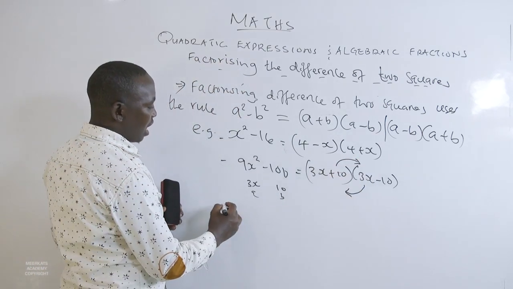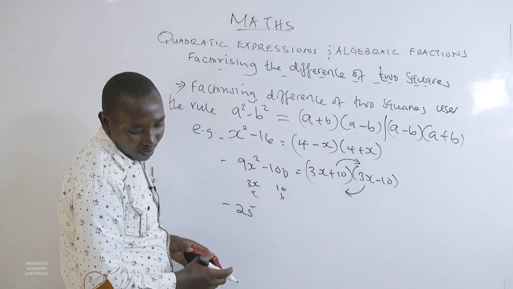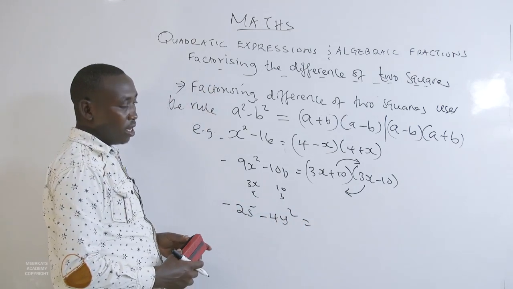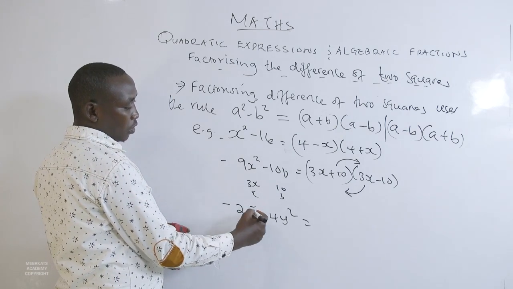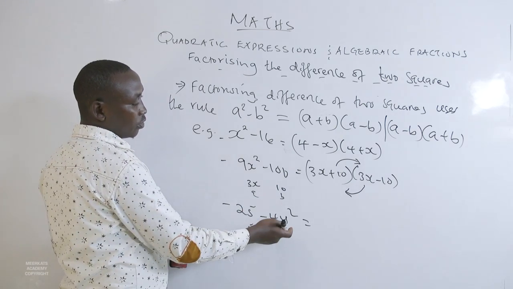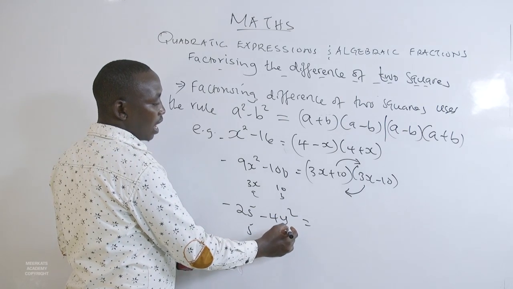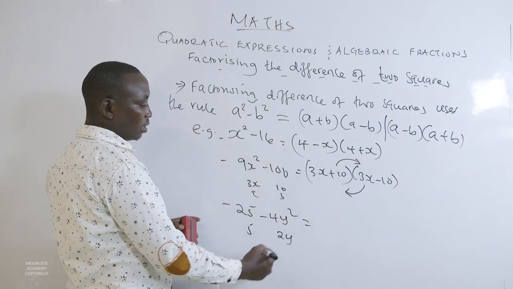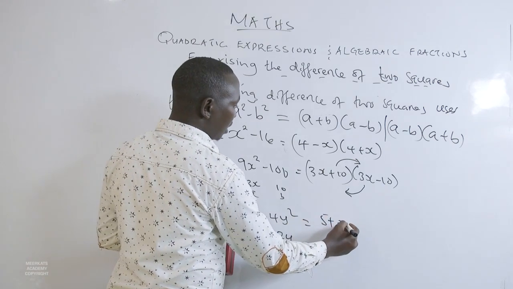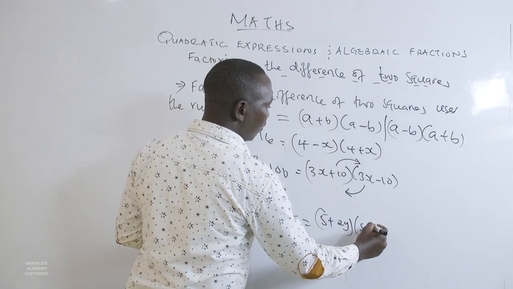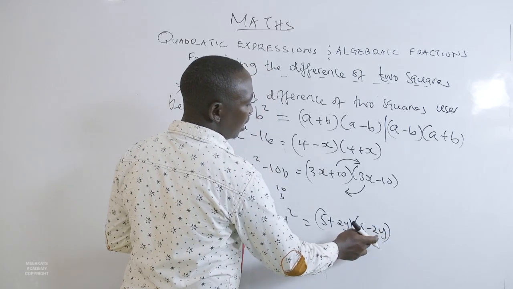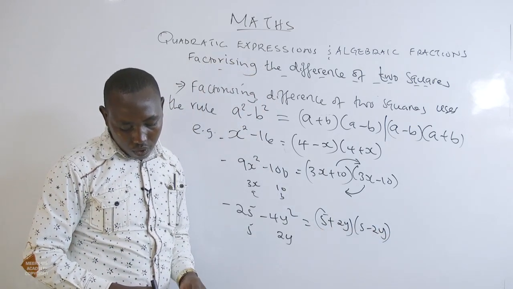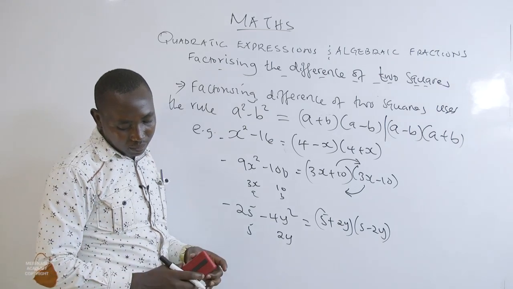We can also have another when we have 25 minus 4y squared. So we simply need to know what is the square root of 25. We know it's 5. The square root of 4y squared is going to be 2y. So when we rewrite them in brackets, this is going to be 5 plus 2y, 5 minus 2y. Only the concept of the sign is going to be different.